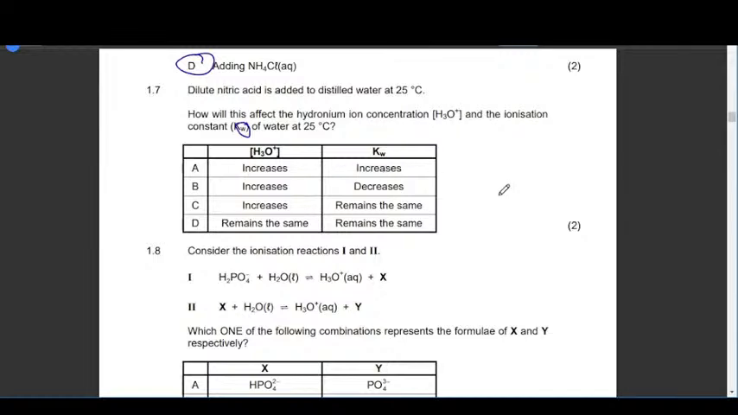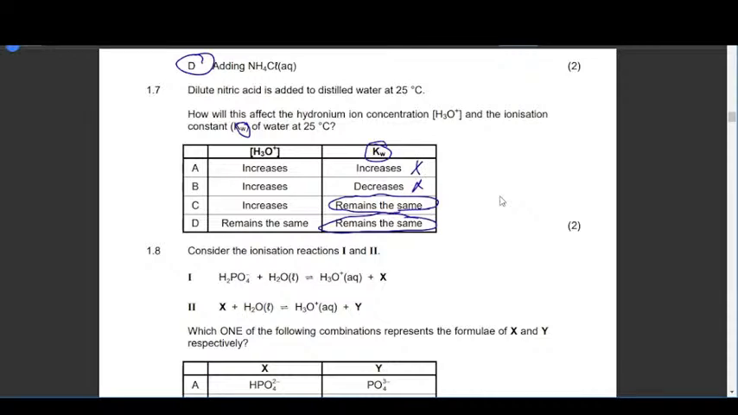Don't forget that this can only be changed by the temperature, not the concentration. Therefore, you didn't change the temperature, you just added the concentration. Therefore, it means that the Kw will remain constant, remain the same. So this could be the answer, and this could be the answer, because it remains the same. So this one becomes wrong, this one becomes wrong.